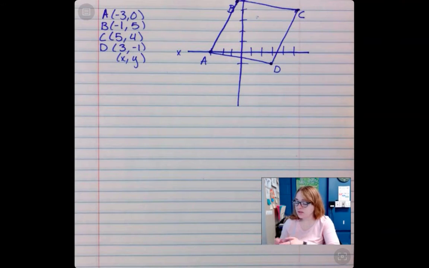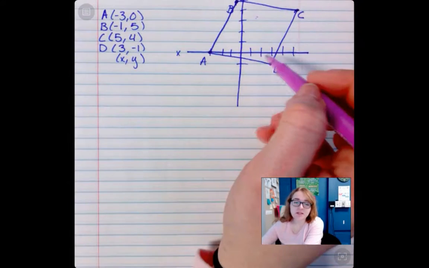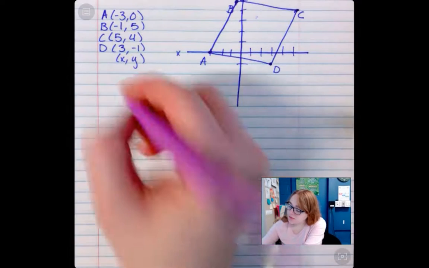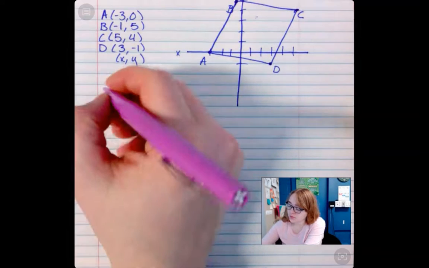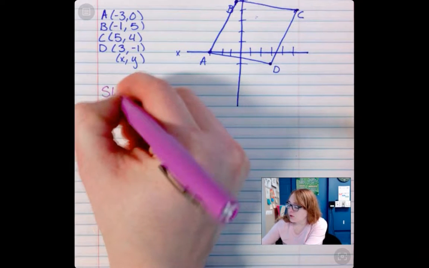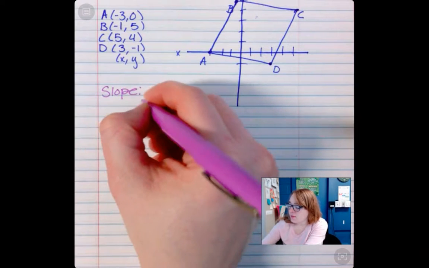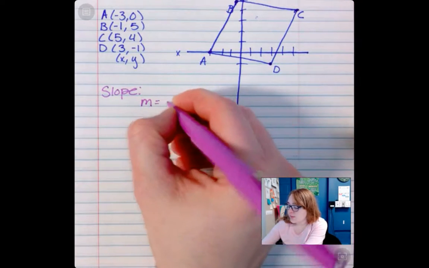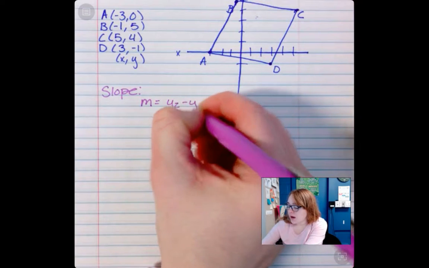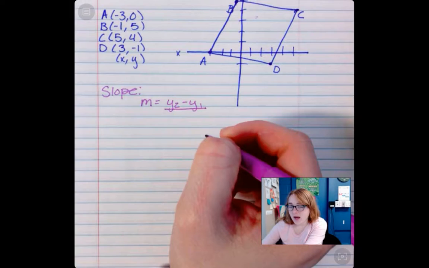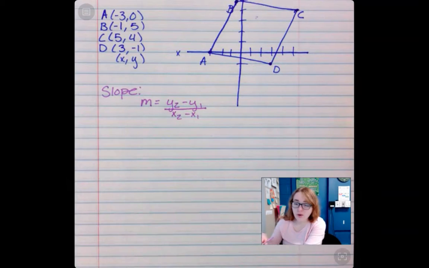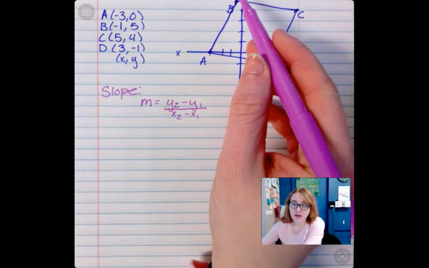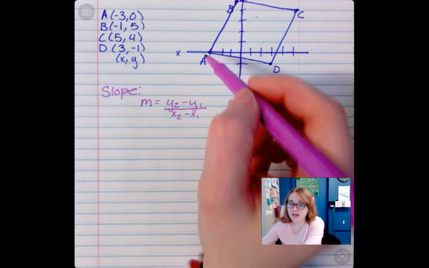All right, using the same diagram, this time instead of using our distance formula to find all of the distances to see if our opposite sides are congruent, we are going to be using the slope formula to see if opposite sides are parallel, which is another one of our super cool rules. So our slope formula is m for slope is equal to y2 minus y1 divided by x2 minus x1. Again, we're going to go around the figure and find the slope for each line. First AB, then BC, then CD, then AD.